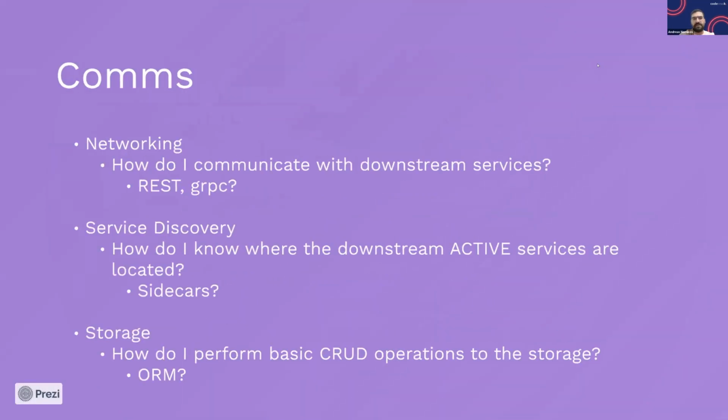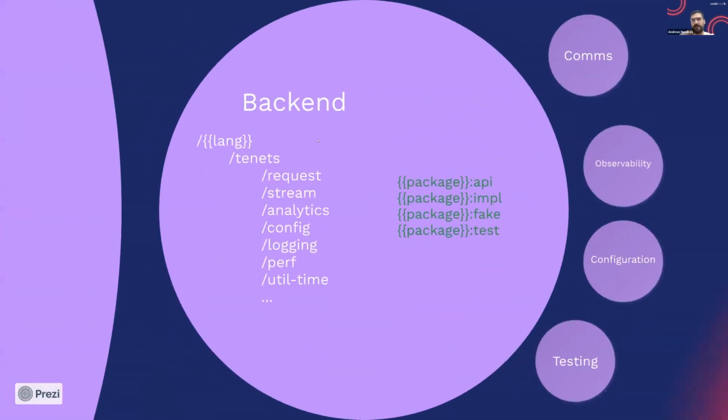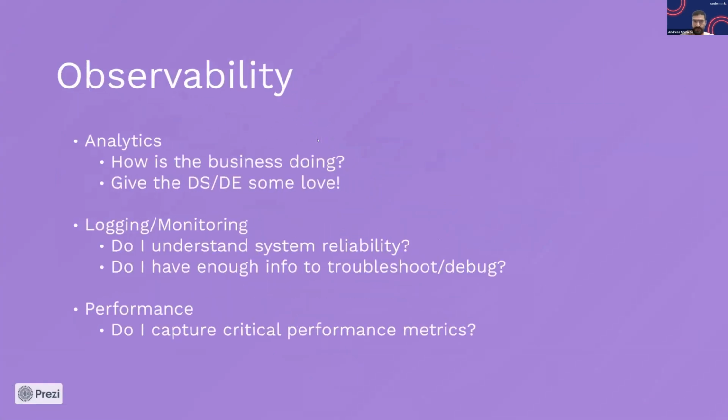Some very common examples here might be communication tenants like networking. So how do I communicate with downstream services? Is it REST connections? Is it gRPC? Some service discovery tenants are pretty common. How do I know where the downstream active services are located? Am I using sidecars in my configurations or not? And then how do I perform basic CRUD operations to the storage? Do I use an ORM or not? A lot of the open source libraries that you see here could form into the tenants category. And you should do well to look whether there is something out there in the open source community that can help you do that.